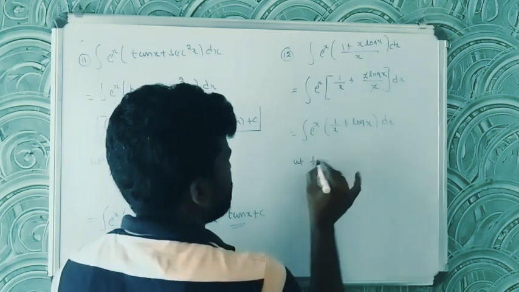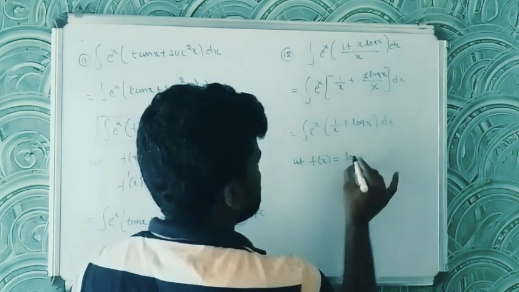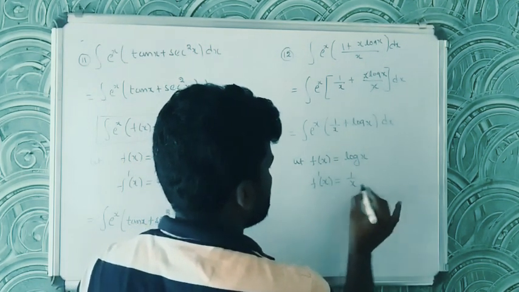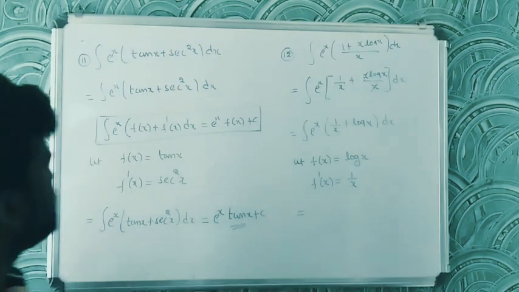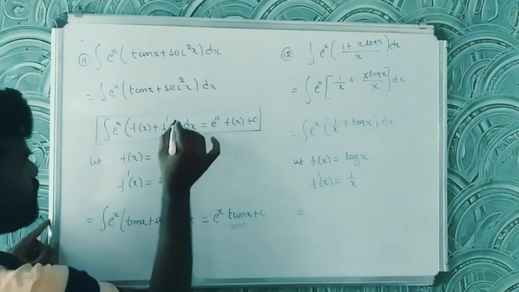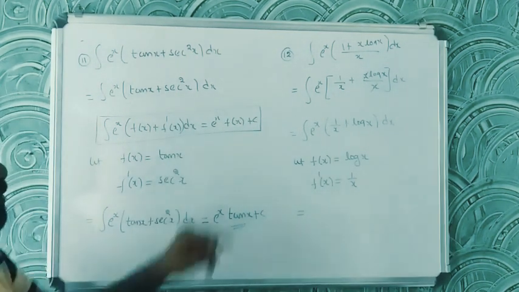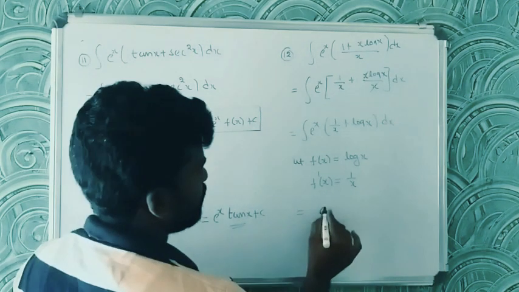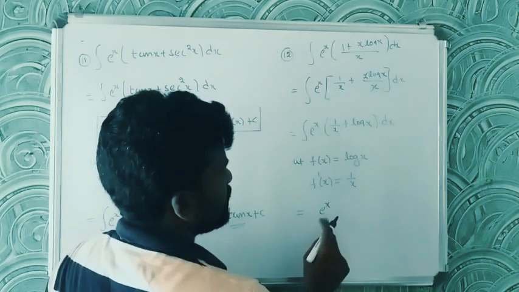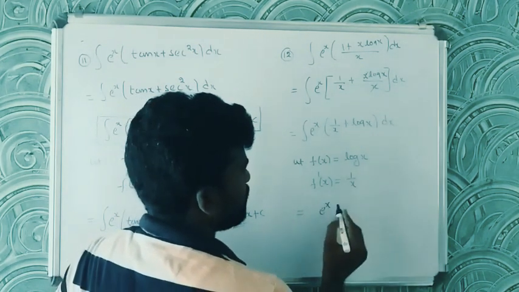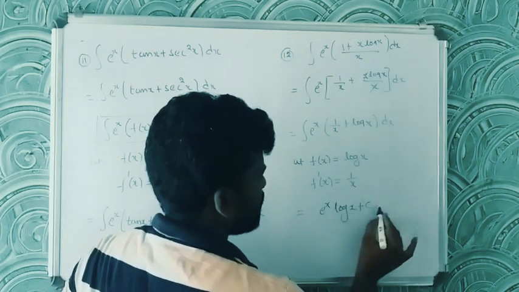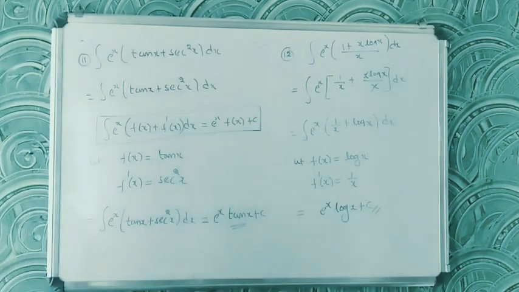Let f of x is equal to log x, f dash of x is equal to 1 by x. This implies integration of e power of x into f of x plus f dash of x dx is equal to e power of x into f of x plus c. So here f of x is log x and f dash of x is 1 by x. e power of x into f of x means log x. So e power of x into log x plus c. This is problem number 12.